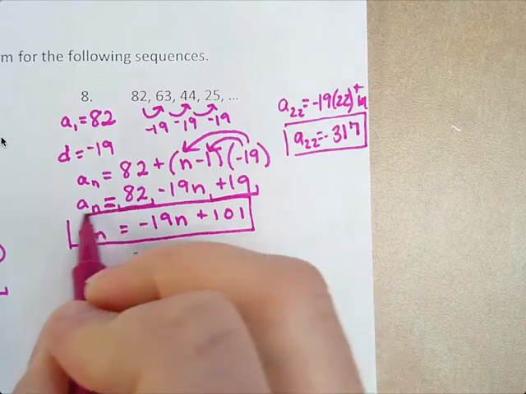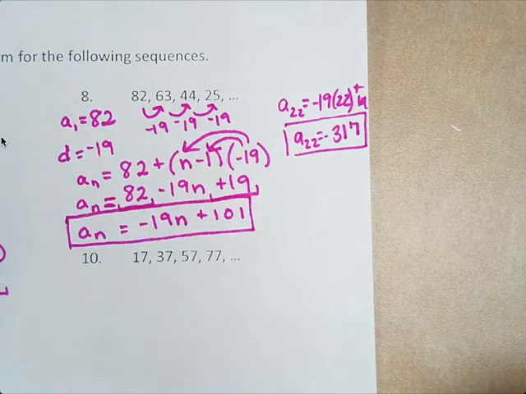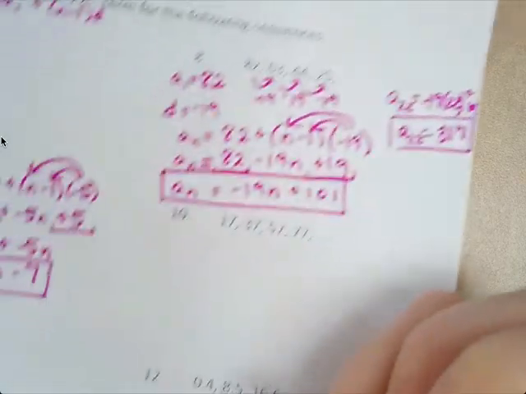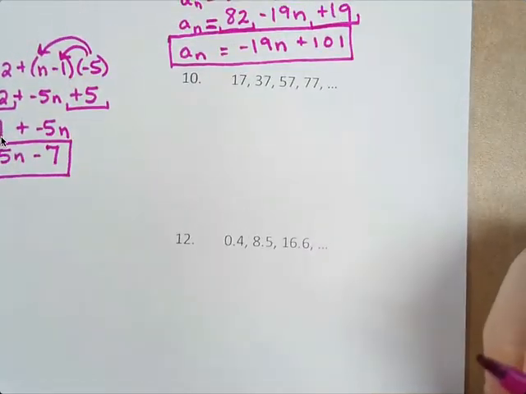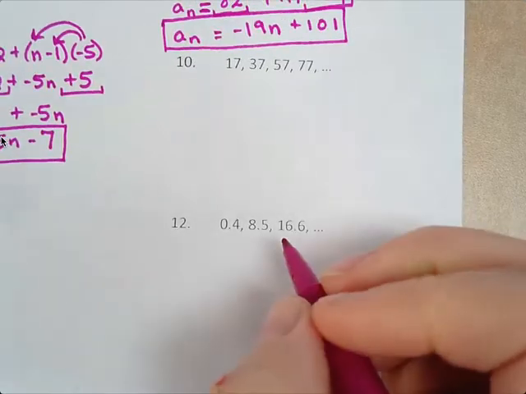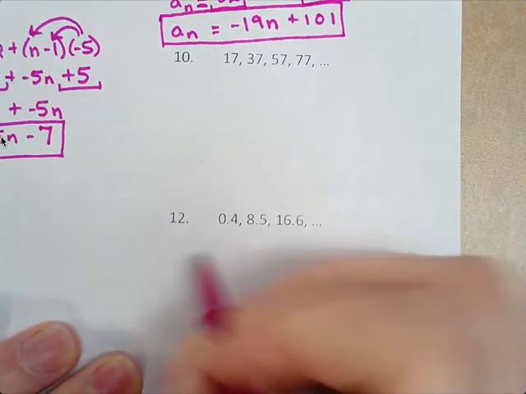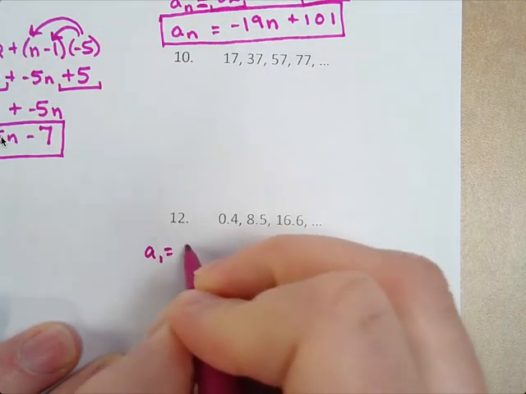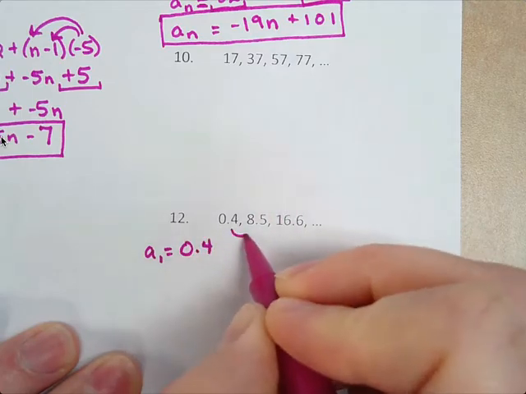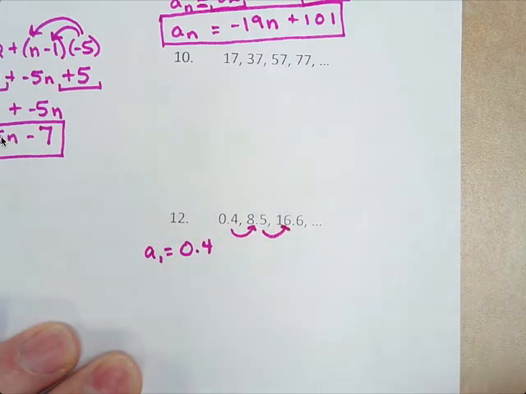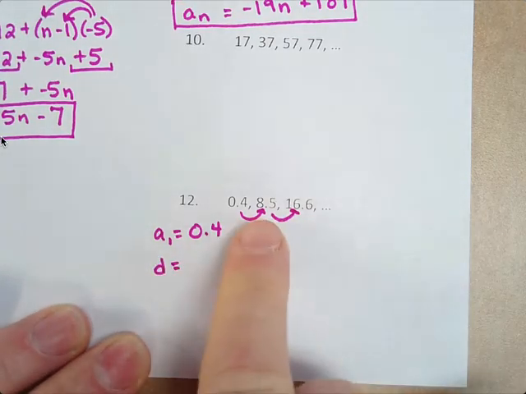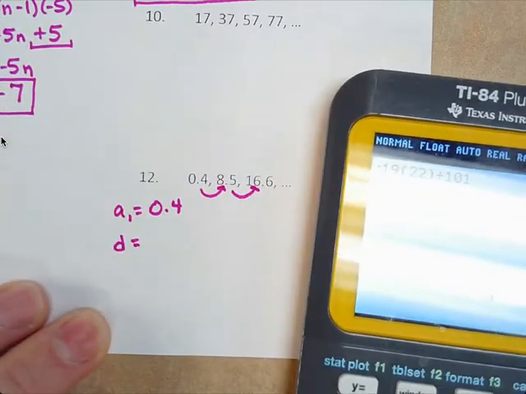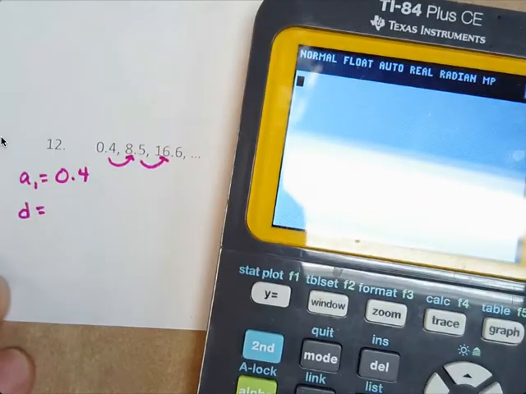Can you do number 12? Yeah. I'll help you get your common difference in your A term, and then I'll let you write the formula. Okay, so let's see. So A1, 0.5, and then you need to find your common difference. So you'd subtract. So you'd say, okay, 8.5 minus 0.4.